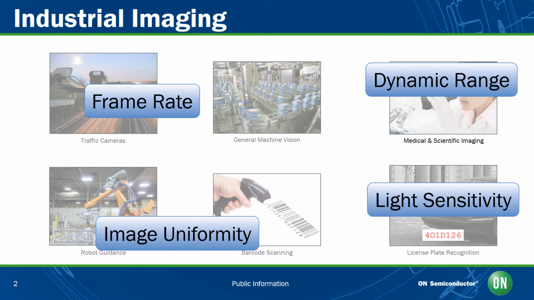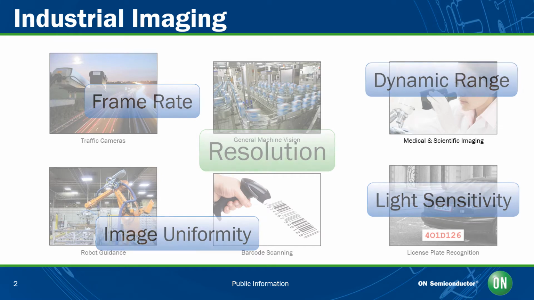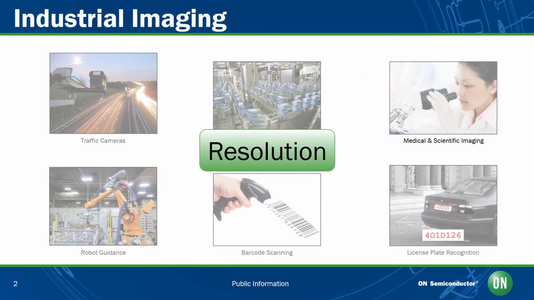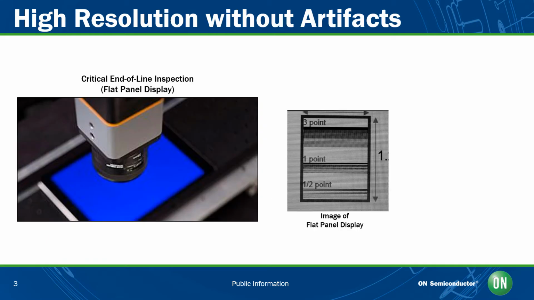But sometimes the most critical imaging specification for an application is capturing the highest level of image detail, being able to apply as many pixels as possible to a scene while still retaining a high level of image quality and uniformity. A good example of this is end-of-line inspection of flat panel displays, whether the display found on the smartphone in your pocket, the television in your living room, or even the computer monitor you may be watching this presentation on now.